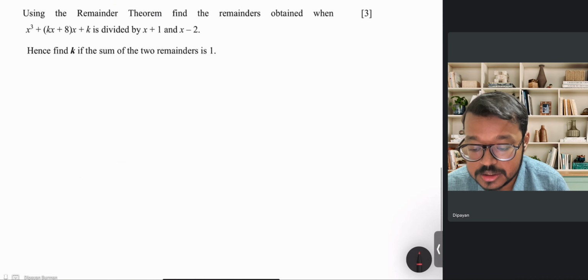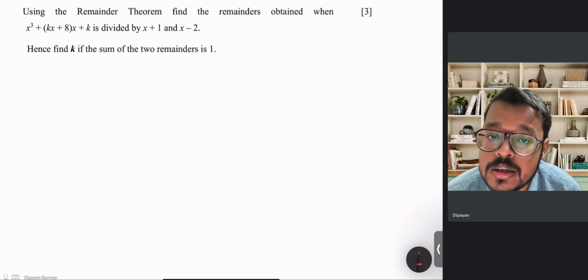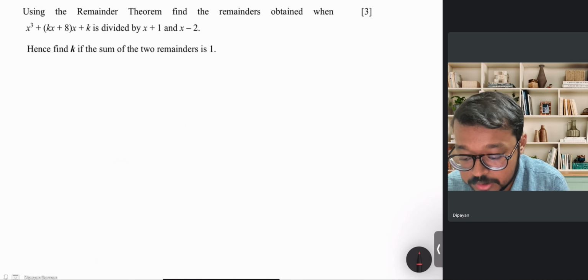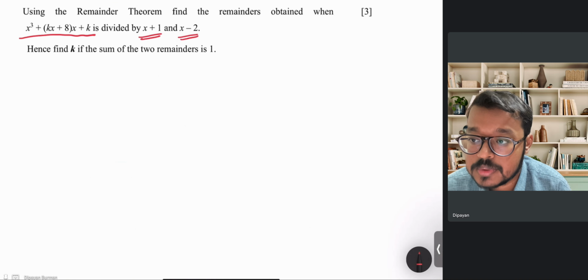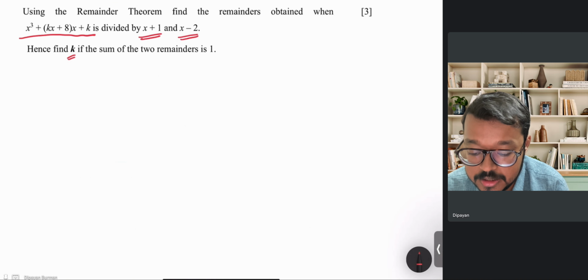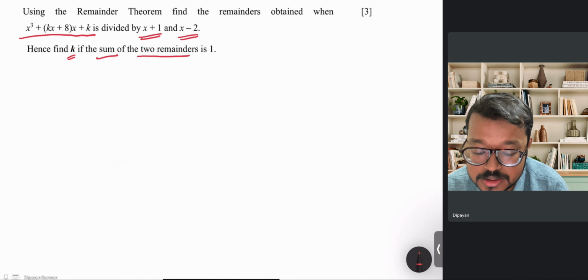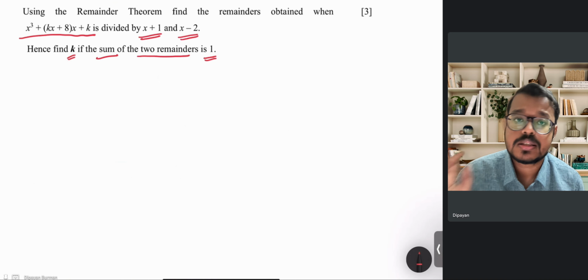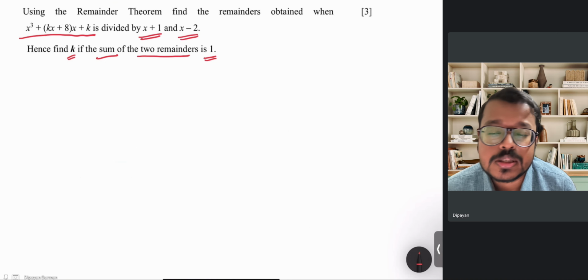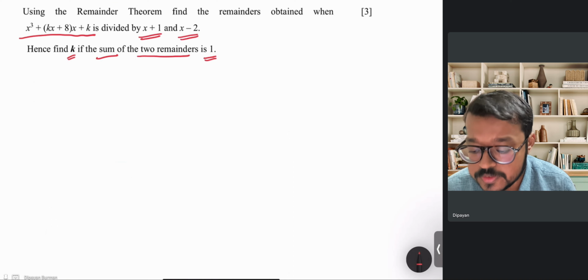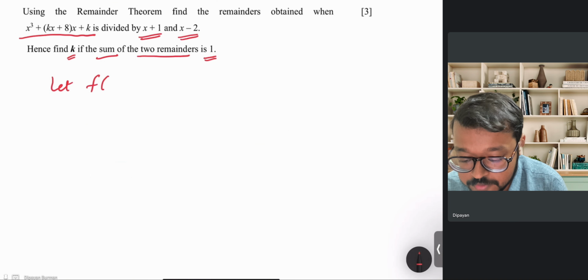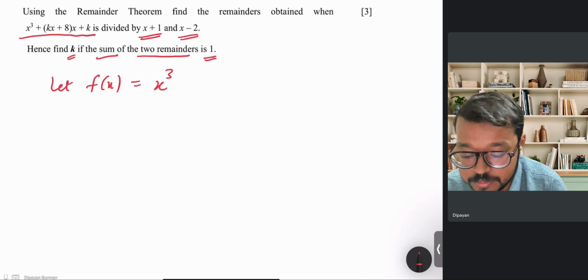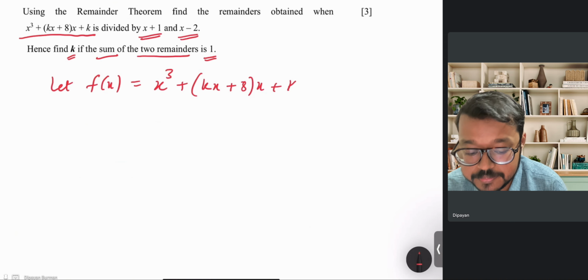Moving on to the next question. Using the remainder theorem, find the remainders obtained when this cubic polynomial is divided by x plus 1 and x minus 2. Hence, find k if the sum of the two remainders is 1. It is somewhat similar to the previous question, the same concept, but asked in a different way. So let's start by saying let the dividend f of x, the cubic polynomial, equals to x cube plus kx plus 8 into x plus k.